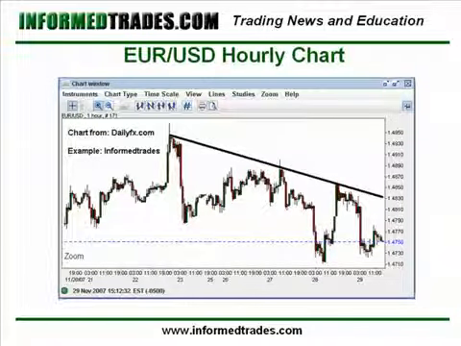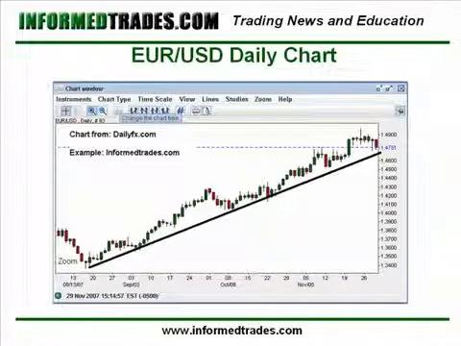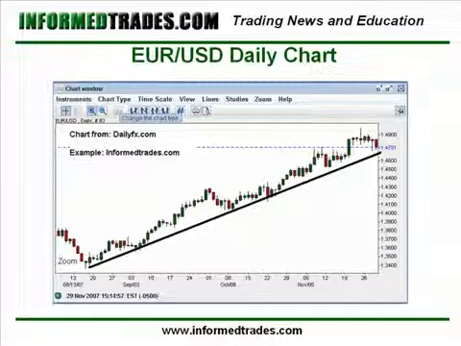But let's say we looked at one more time frame, which is the daily chart. And you can see here that not only is it not a downtrend, but it's a pretty strong uptrend that's been going on for several months. So this is actually a very strong uptrend, and very clear there that the momentum is definitely up on the daily chart.